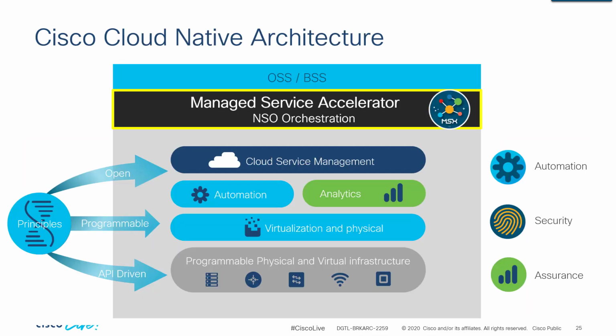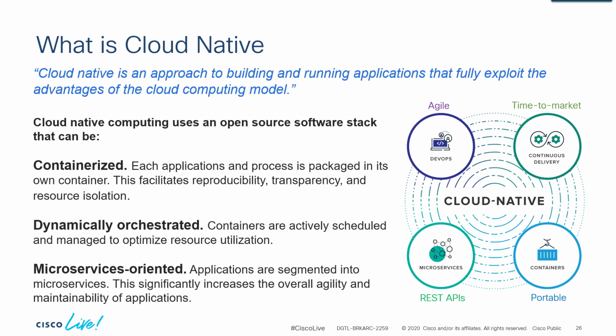The Managed Service Accelerator architecture is cloud native. It interfaces northbound with OSS and BSS systems, and it interfaces southbound with different cloud-based management controllers, as well as automation and analytics. MSX is also cloud native. What is cloud native? Well, cloud native is an approach where the way you build and run applications exploit the advantages of cloud computing models. So what does that mean?